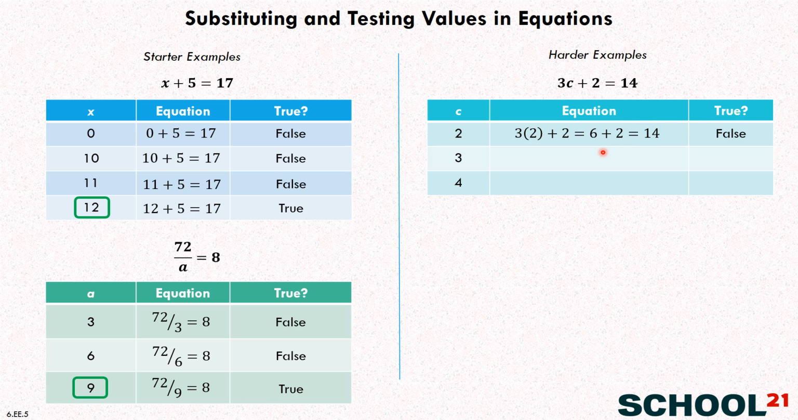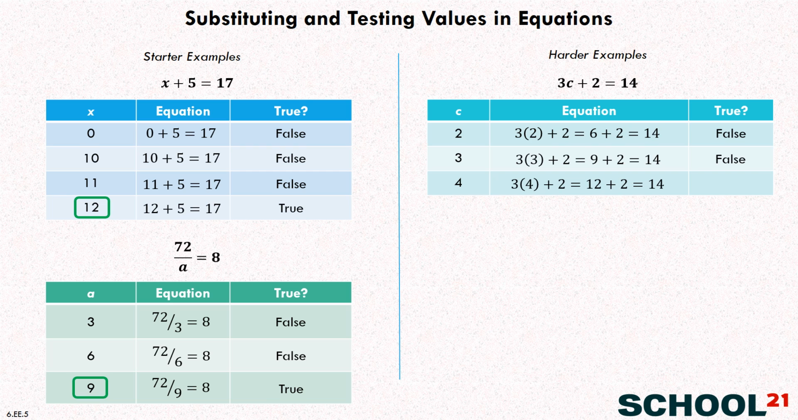Right. Okay, so why don't you tell me what to write right here if we try the value of 3 for c? 3 times 3 plus 2 equals 14. Okay, and what is 3 times 3? 9. 9 plus 2, does 9 plus 2 equal 14? No. Okay, so we're going to go ahead and write what in the far right-hand column? False. False, good. Okay, now how about this next one with a value of 4? What should we write there? 3 times 4 plus 2 equals 14.